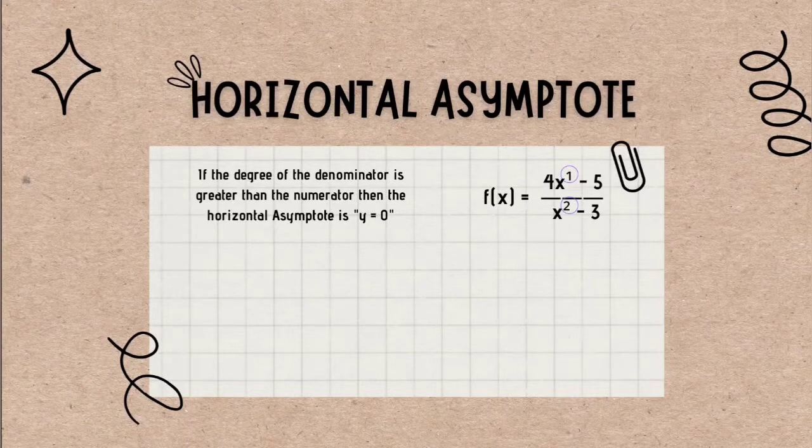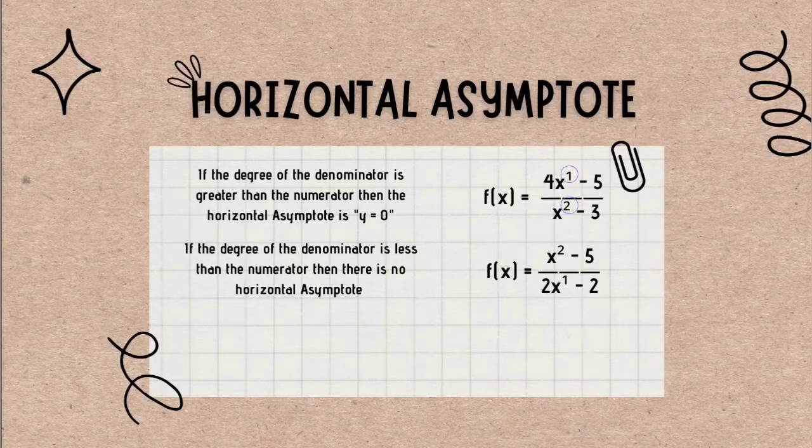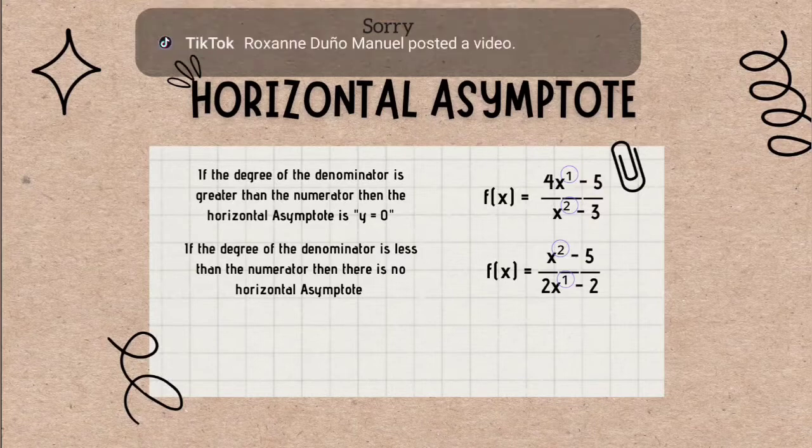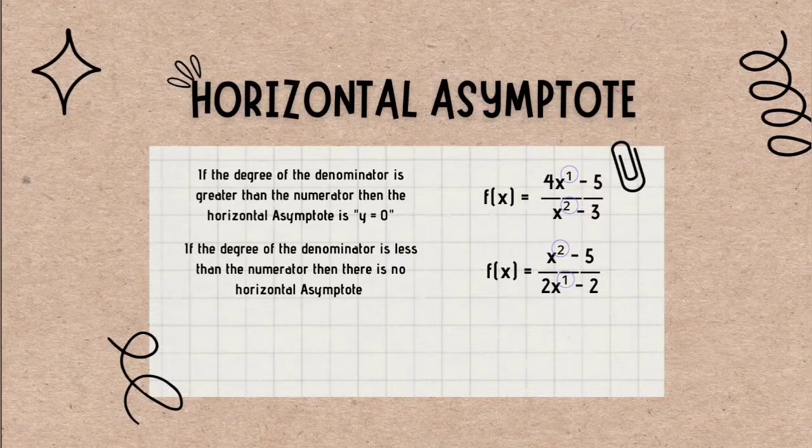So, next, if the degree of the denominator is less than the numerator, then there is no horizontal asymptote. Like for example, ang degree ng denominator mo ay 1 at mas mababa ito sa degree ng numerator. So, automatically, ang sagot mo ay no horizontal asymptote.